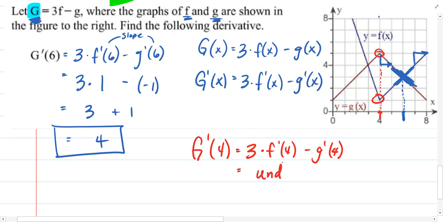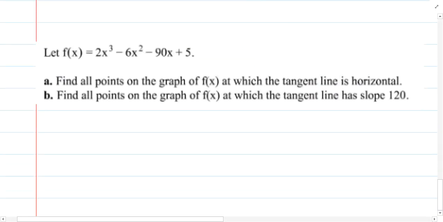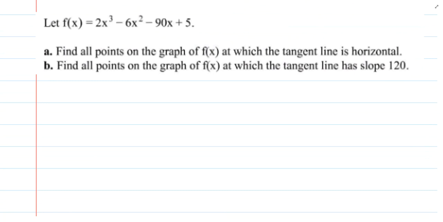So the derivative for g prime would have been undefined. At least g prime at 4 would have been undefined. Now, if one of these was able to be evaluated, that still wouldn't change our result. If we were able to find the derivative of f at 4, but not able to find the derivative of g at 4, then the derivative of the combined function would also be undefined.